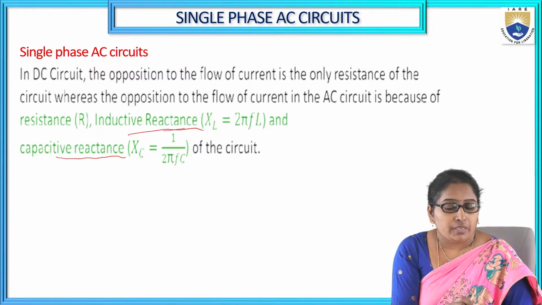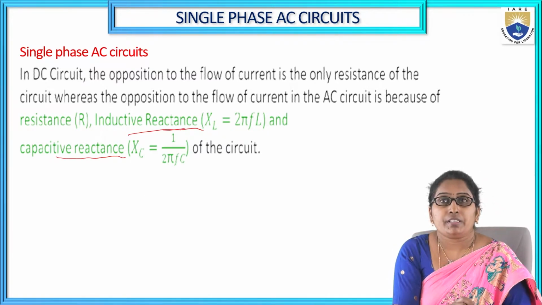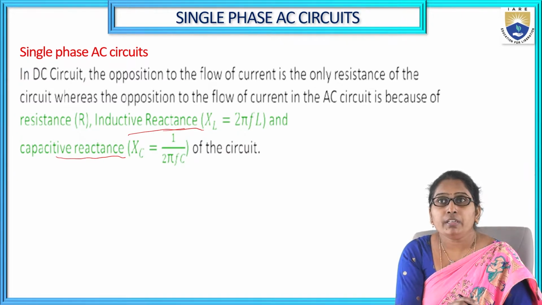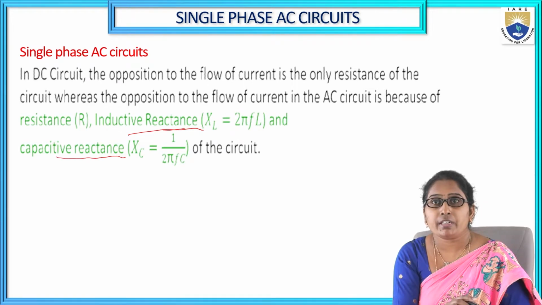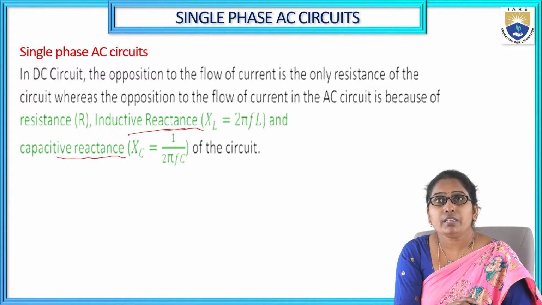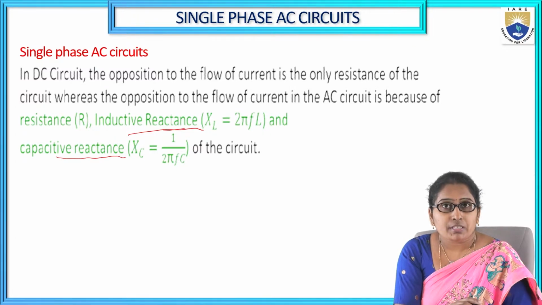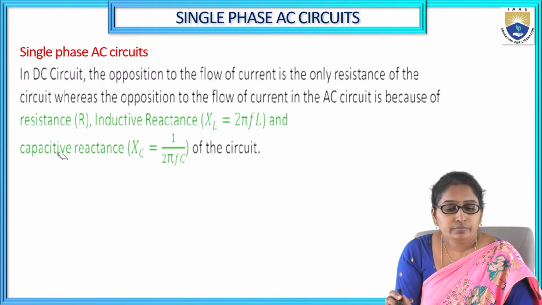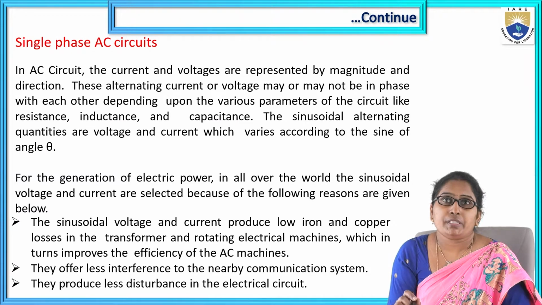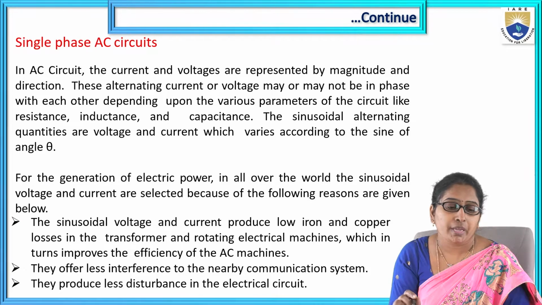So, that is the first point. In AC circuit, the opposition to the flow of current is not only due to resistance but also due to inductance and capacitance. Due to inductance, that is inductive reactance, and due to capacitance, that is capacitive reactance. Next, what is meant by AC supply?